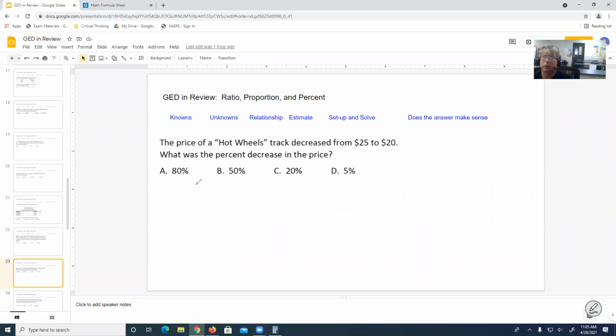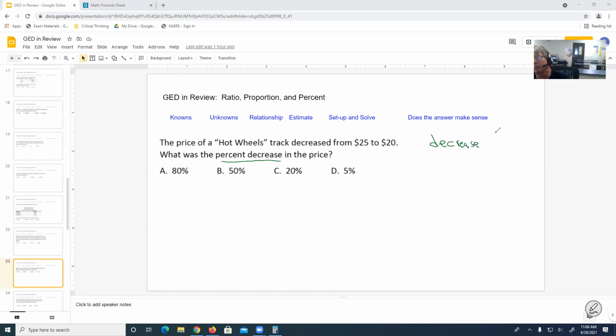So this question, the price of a Hot Wheels track decreased by $25 to $20. What was the percent decrease in the price? So I'm looking for the percent decrease. So again, these problems get tricky because we want to just use the information that's in front of us. But percent decrease kind of implies we're actually looking for the decrease in the price. Well, if we went from 25 to 20, there's actually a decrease of $5. That's important to us because that's the part it actually decreased by.